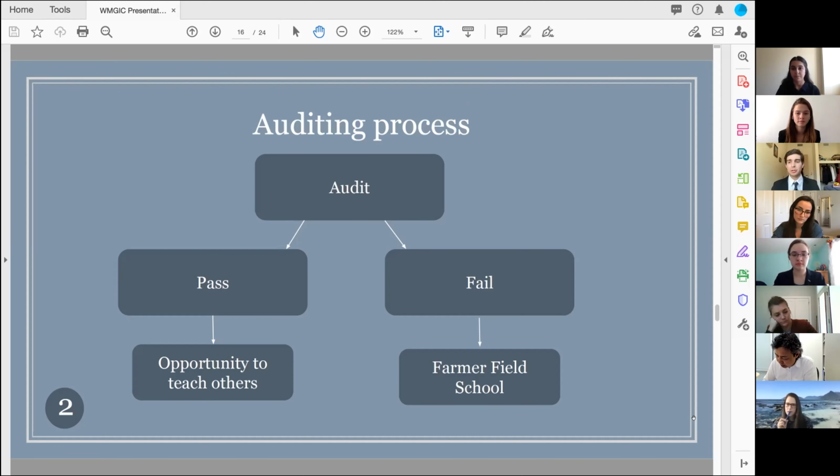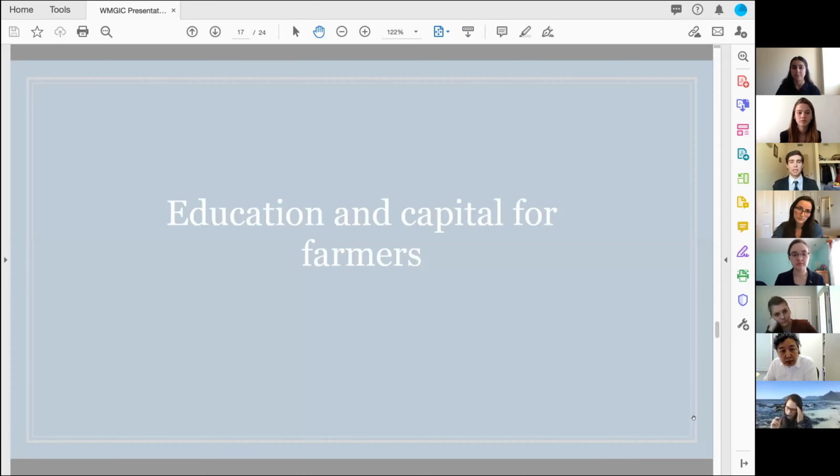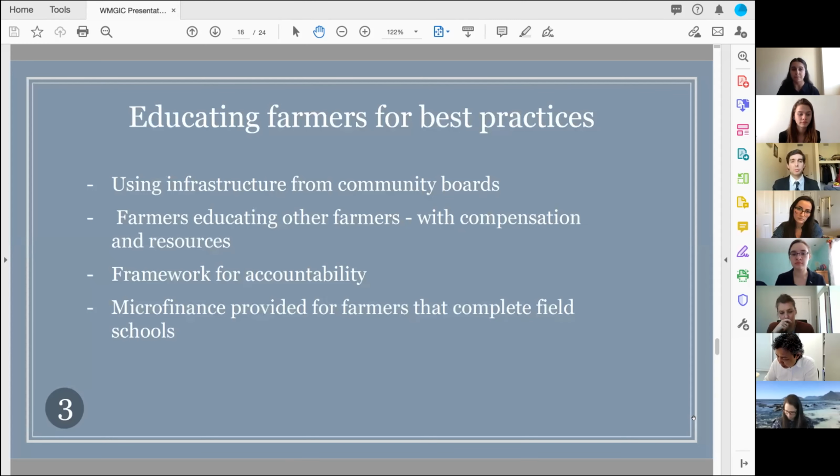And this will lead into the third prong of our policy approach, which is education and capital for farmers, because capital and education are one of the biggest obstacles to achieving prosperity. So we will have farmers that pass the audit, educating other farmers at farmer field schools, where farmers will be able to see modernized techniques for farming side by side with traditional techniques. So they can see that not only are modernized techniques more profitable, but they're also more sustainable. And then they're able to have autonomy and choose which one they would like to follow.